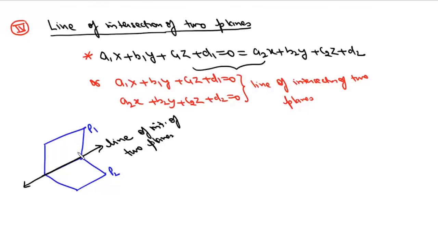Now the challenge is to write this equation of the line in symmetrical form. Now we know that in order to write the equation of a straight line, we need two things: a point on this line and the direction ratios of this line. Now what we'll do is, we'll first find the direction ratios of this line.